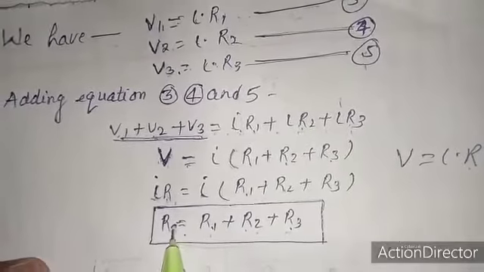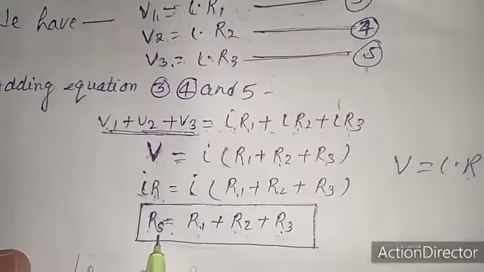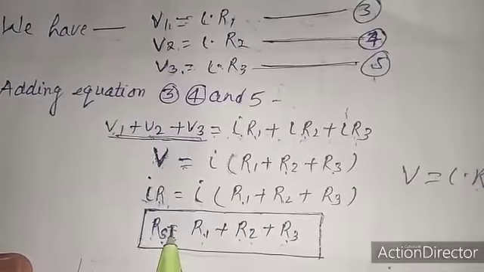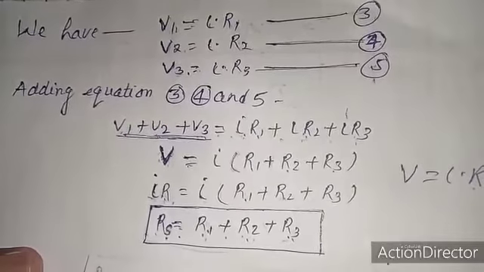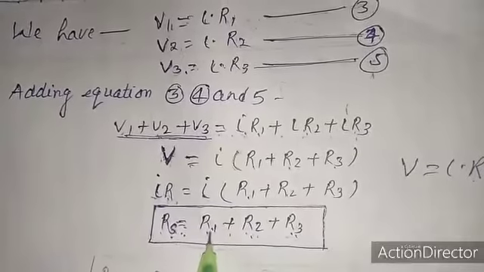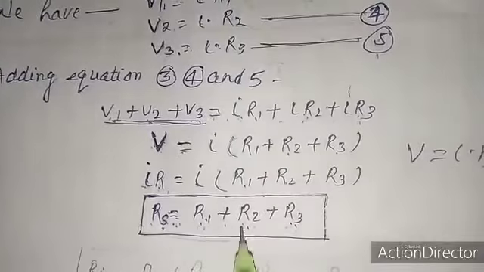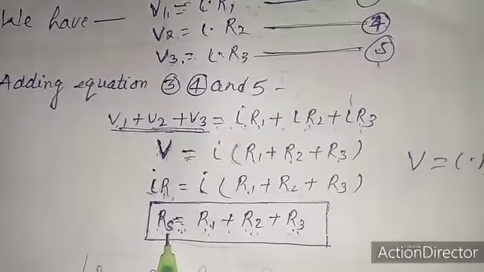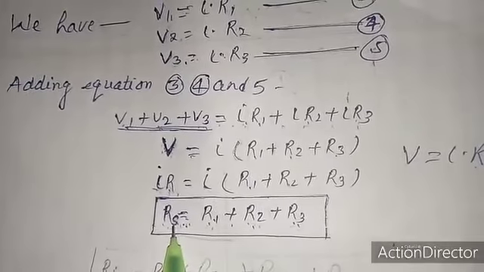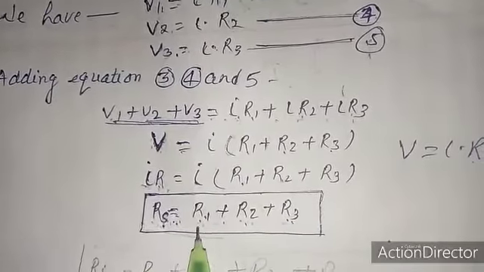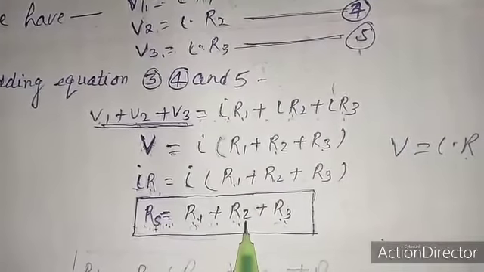It is denoted by RS. RS means total resistance in series. Equivalent resistance in series is equal to R1 plus R2 plus R3. From this derivation, from this formula, we have seen that the total resistance of the circuit in series combination is equal to the sum of the individual resistances.